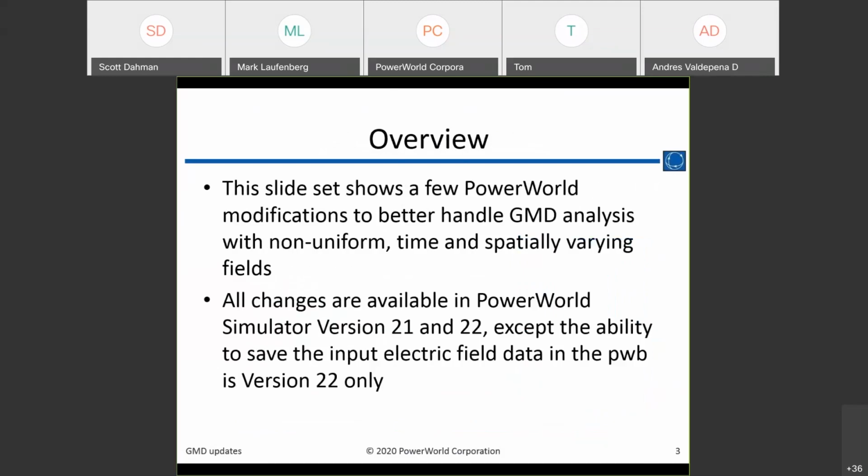What we're going to talk about is a few changes that have been made to better handle non-uniform time and spatially varying fields. Everything that we talk about in here is also available in Simulator 21, except the ability to save the electric field data. That requires a change in the binary PWB file format, and that belongs only to Simulator version 22. Once the version is set, the binary file format doesn't change. So you could still load all the information in pretty much the same way in 21 as you can in 22.